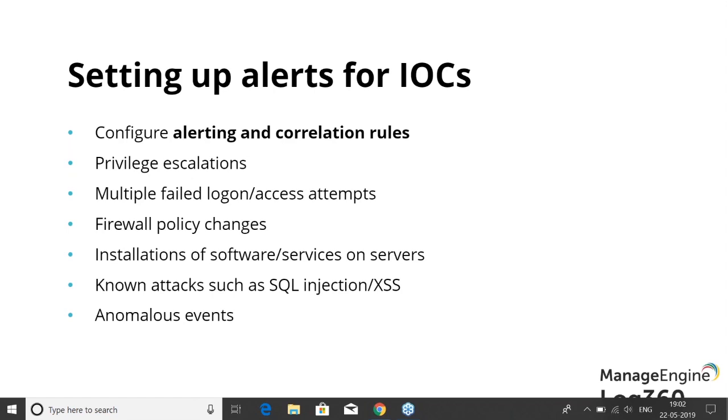So this is what I've listed out here as 5 or 6 examples of alerts that you may need, right? Known attacks such as SQL injection, cross-site scripting, distributed denial of service. These are all attack patterns that we know. So those patterns need to be configured as alerting rules so that they can be tracked by your SIEM solution. And general anomalous events, right? Any anomalies that happen, you need alerts for that as well. Right.